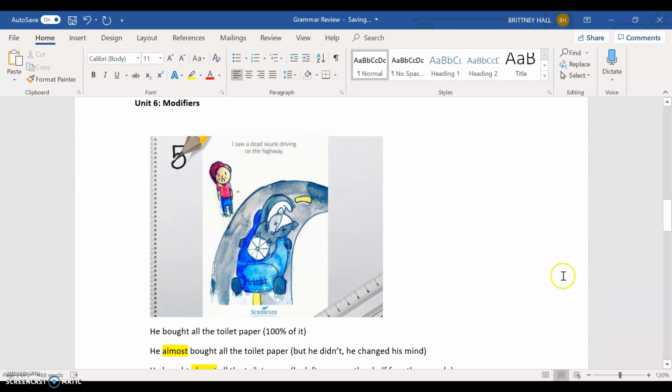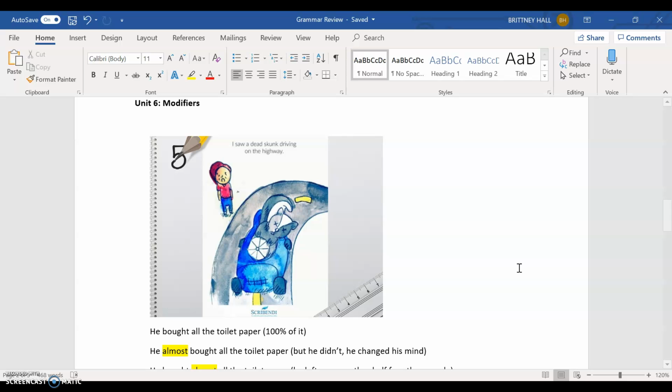Unit 6, we're looking at modifiers. So a modifier is a phrase that gives us extra information about a noun in the sentence. Depending on where you put your modifier, it may help give you information about the object of the sentence or the subject of the sentence, but depending on where you're putting your modifier, it may accidentally sound like you're describing something else in the sentence.